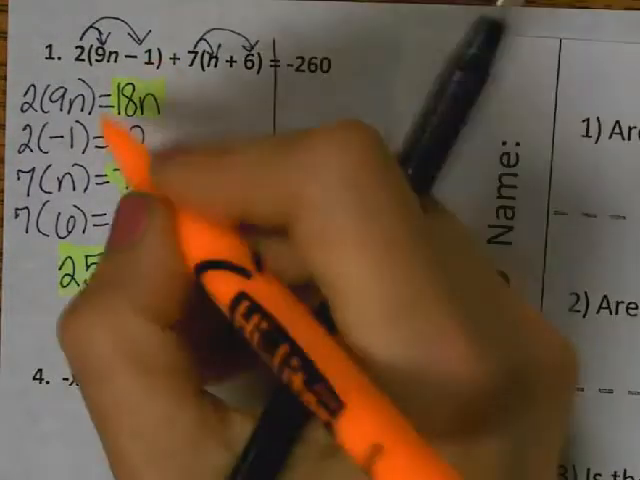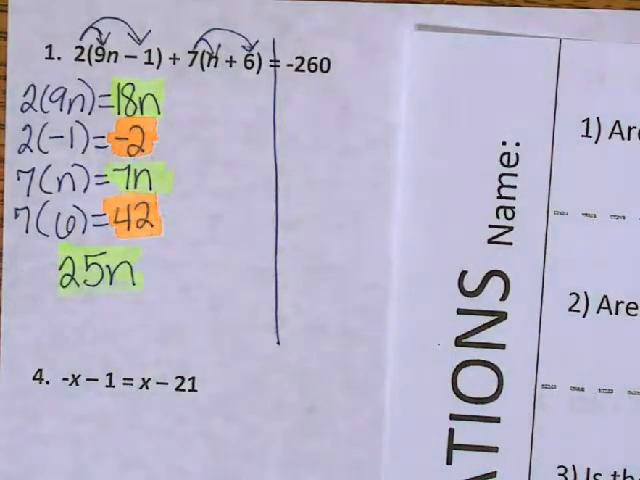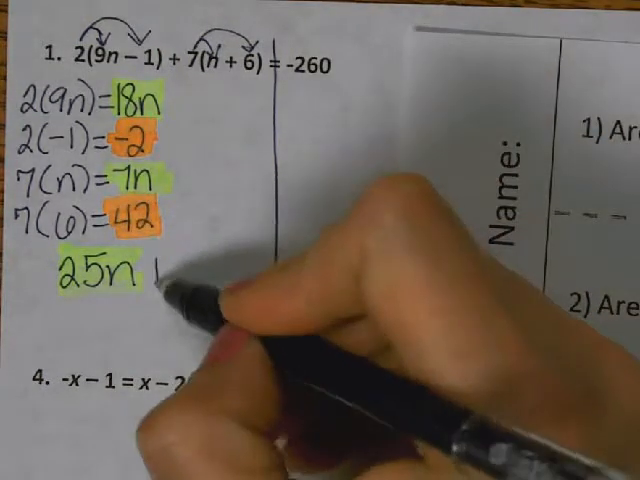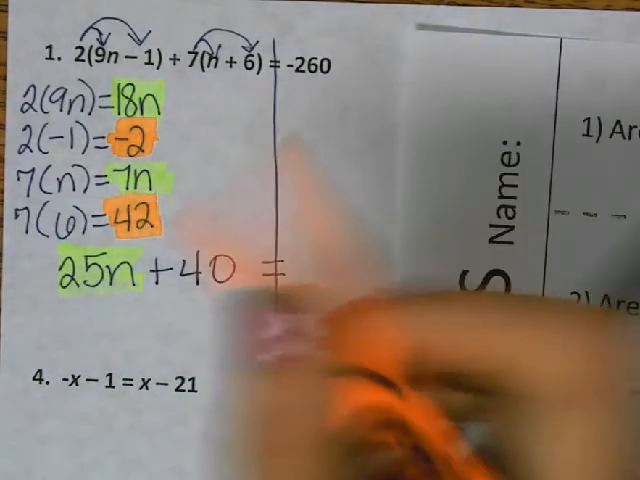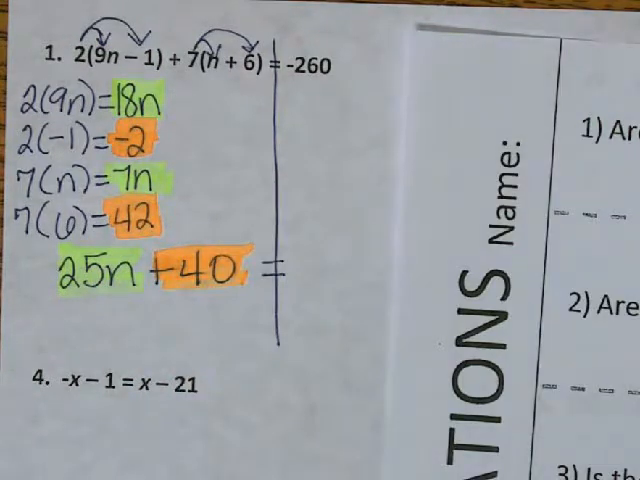Now, is that all I can put together? No. You can put -2 and 42. Very good. -2 and 42 can go together. What do -2 and 42 put together make? Positive 40, right? Very good. So positive 40, I'm going to make that orange so that you can see I put those together.